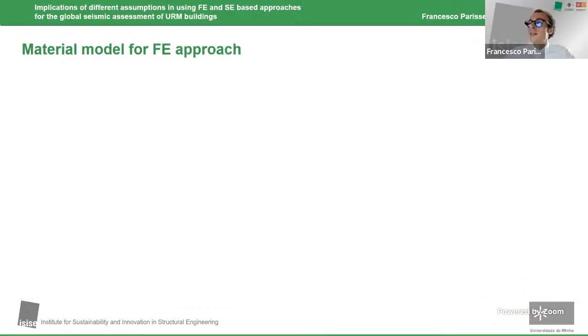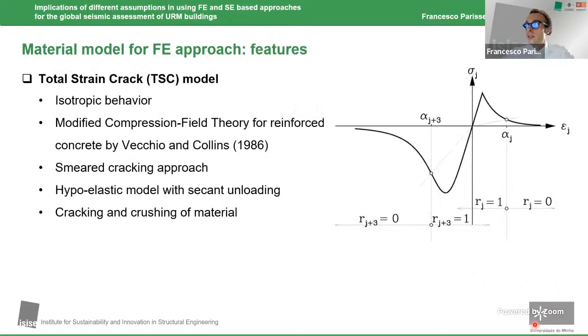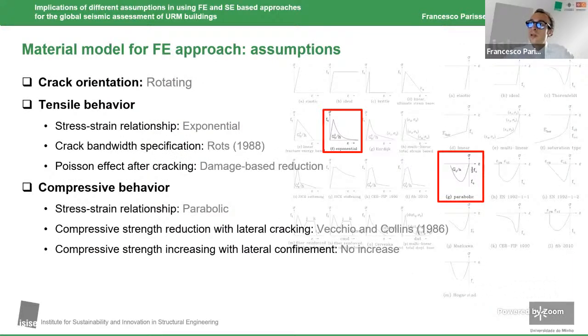Regarding the material model for the finite element approach, we are using the total strain crack model, which assumes isotropic behavior based on the smeared cracking approach and can simulate cracking and crushing of the material. In this case, we will use a rotating crack orientation with exponential and parabolic behavior for tension and compression.